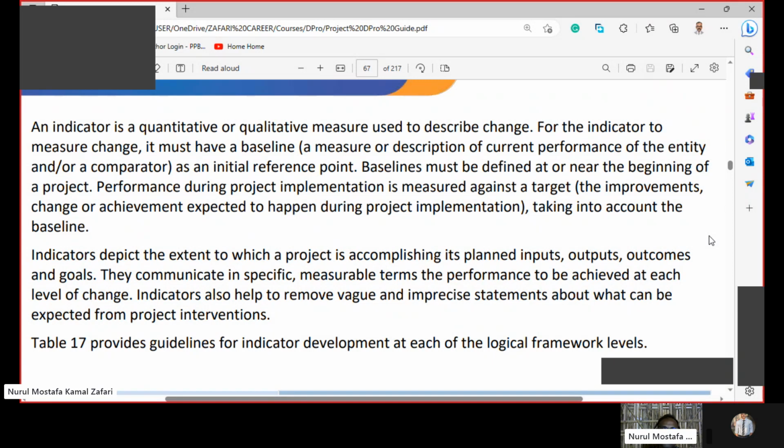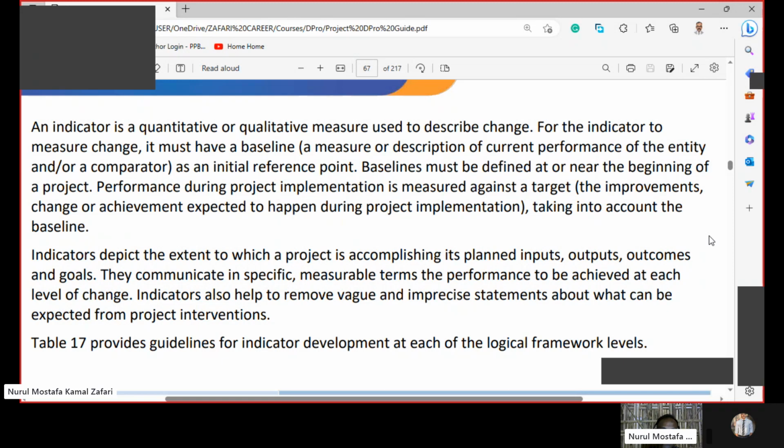Baselines must be defined at or near the beginning of a project. Performance during project implementation is measured against a target, the improvements, change, or achievement expected to happen during project implementation, taking into account the baseline.